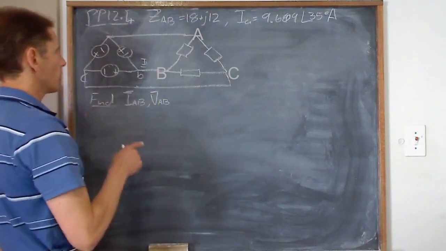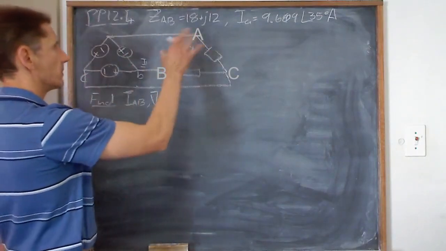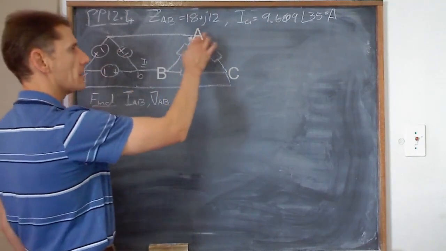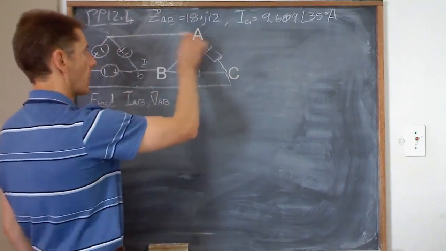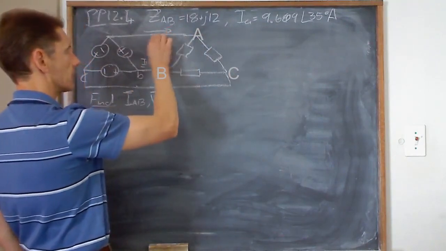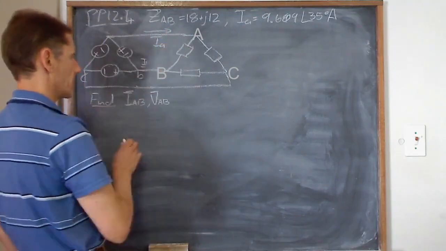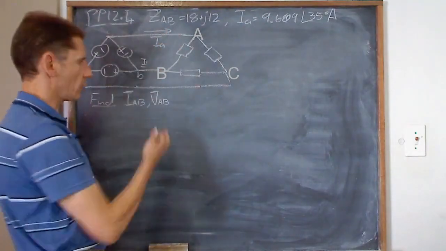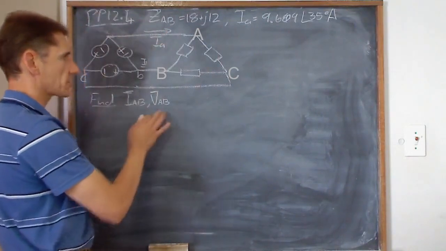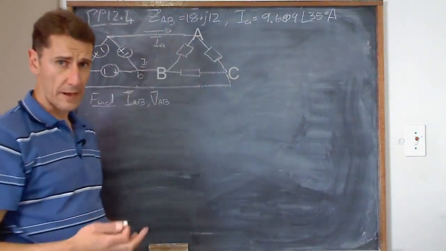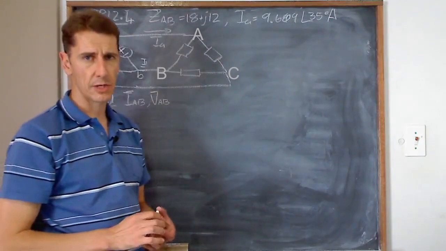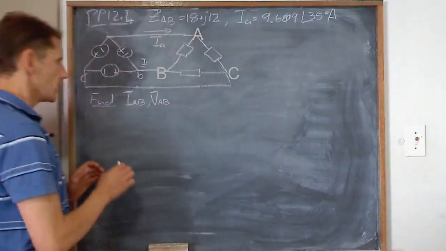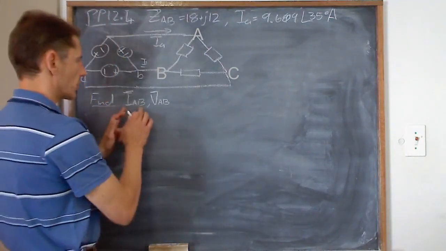Practice problem 12.4. Delta source, delta impedance, ZAB applies to all three of them. IA is your line current flowing through there. Now, they're not asking for IBC, ICA, or VBC, VCA. They're only asking for these two, because if you want the others, it's minus or plus 120 degrees. So what is now the quickest way to find IAB?